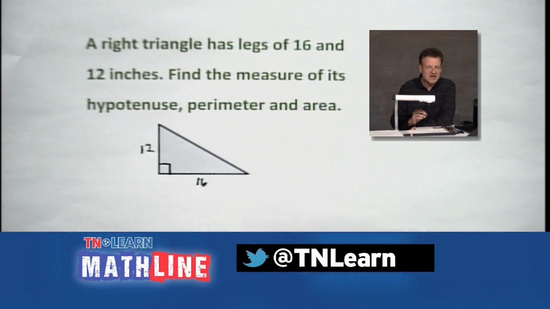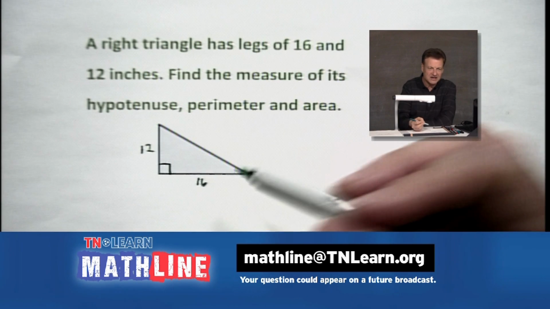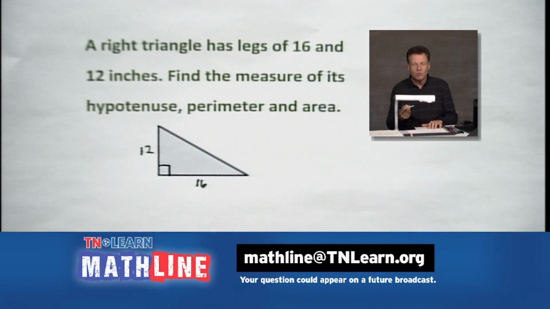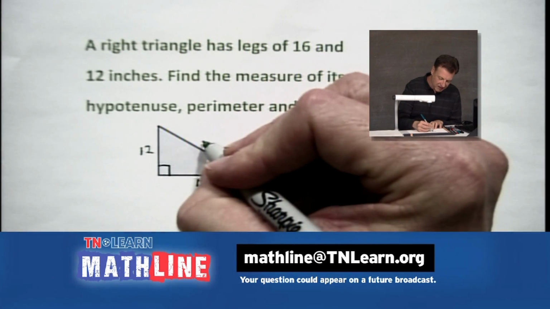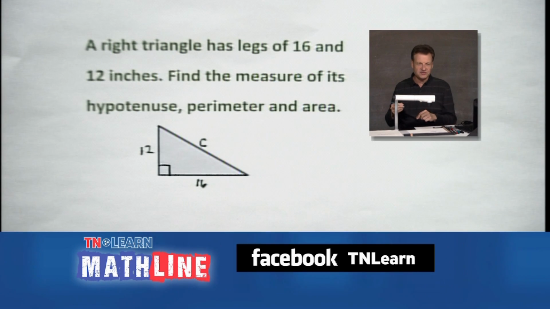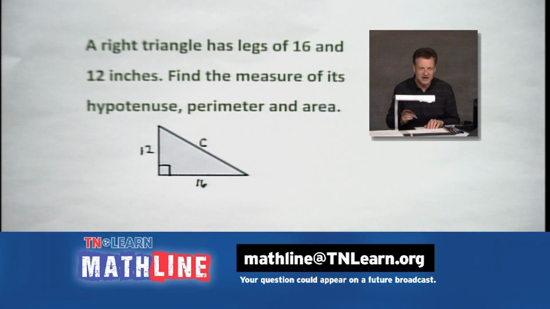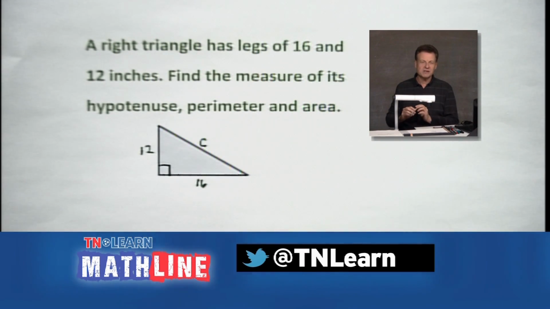It says find the measure of the hypotenuse. The hypotenuse is the longest side of a right triangle. By the way, they only work in right triangles, we don't have them in acute triangles and such. We'd like to say that a squared plus b squared equals c squared, and we're going to call the hypotenuse c. Perimeter means we've got to add all three sides together. You're 2/3 of the way there, you've got 2 out of 3. Got to be precise on Mathline. And then for the area, we'll use a formula.